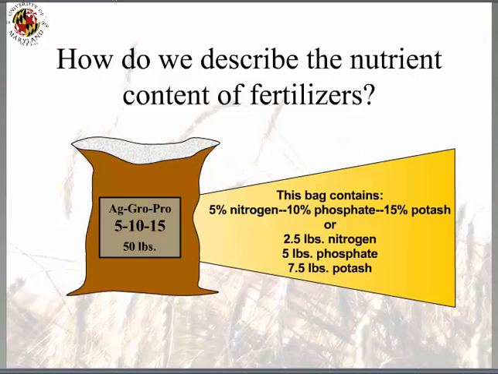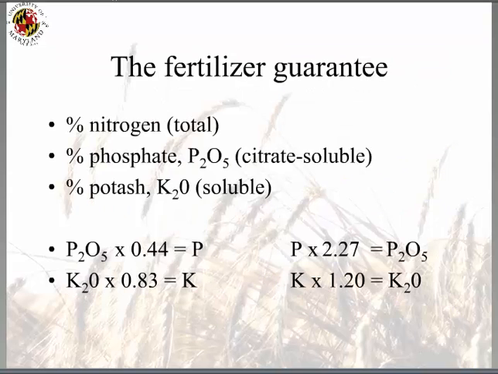The first number refers to nitrogen. Okay, the second number refers to phosphorus as phosphate, not as elemental phosphorus. And the third number is potassium expressed as potash. Okay? Nitrogen, phosphate, P2O5, and potash, K2O. That's what the numbers refer to. And that's often referred to as the fertilizer guarantee. In the case of nitrogen, it's a total nitrogen. In the case of phosphate, it's citrate-soluble phosphate. In the case of potash, it's water-soluble potash.